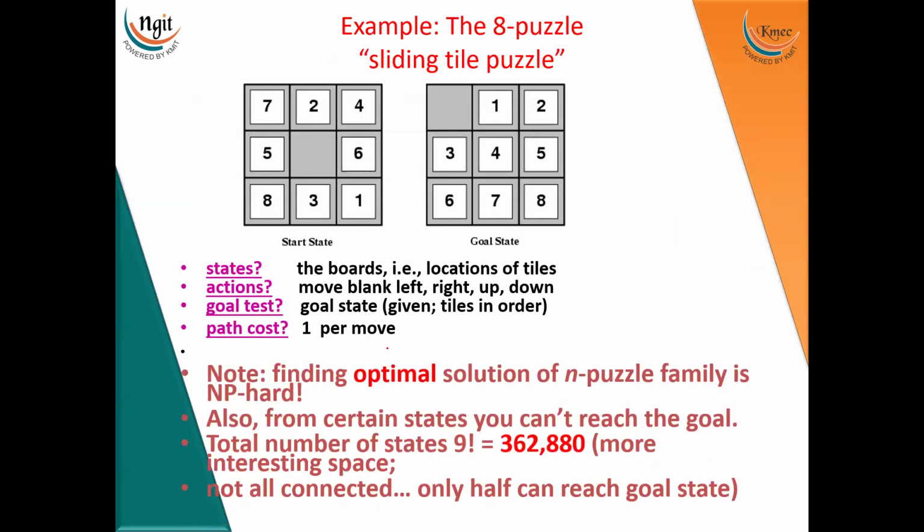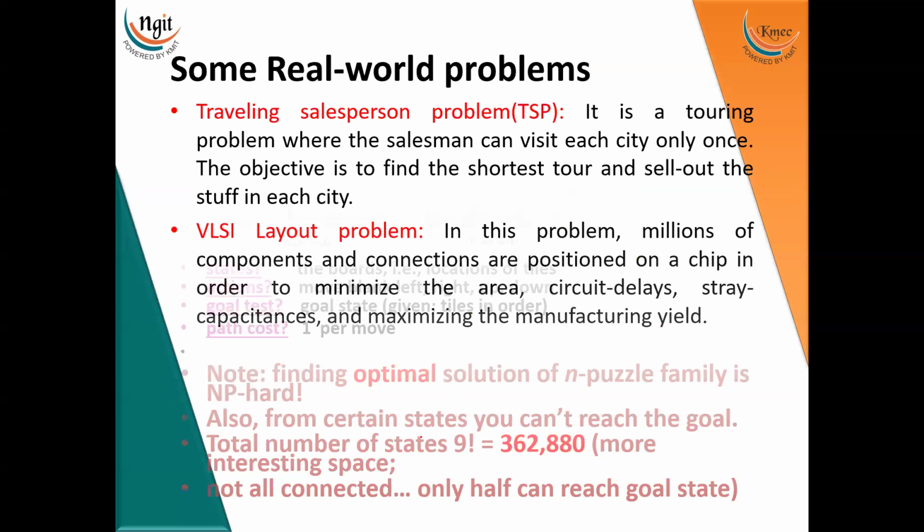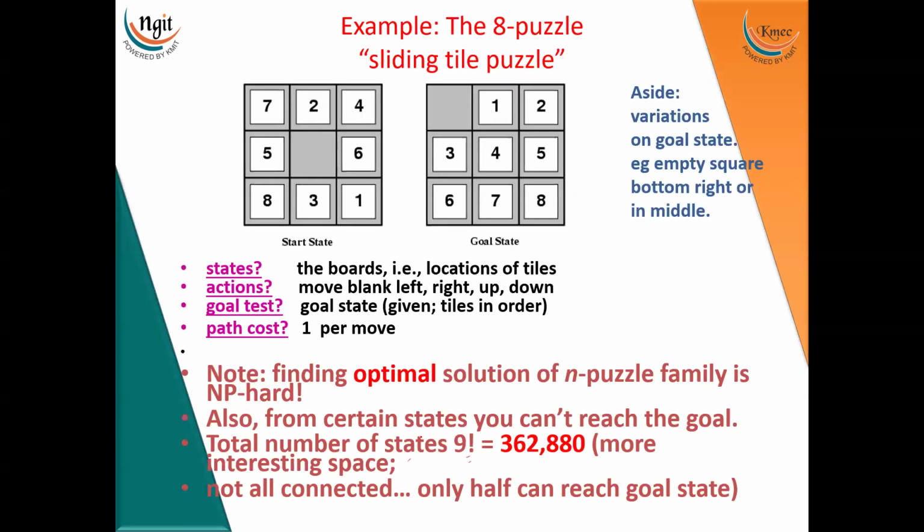Finding the optimal solution for this n puzzle family is an NP hard problem. Why? Because we can't be sure to reach the goal if it is an n puzzle, not the 8 puzzle. The 8 puzzle at some point of time will definitely reach the goal state. But if it is an n puzzle problem, it is NP hard. And we can say that the total number of states is 9 factorial. You can see how much depth we are traveling. So this is how we describe an 8 puzzle problem with the given states, actions, goal test and path cost.